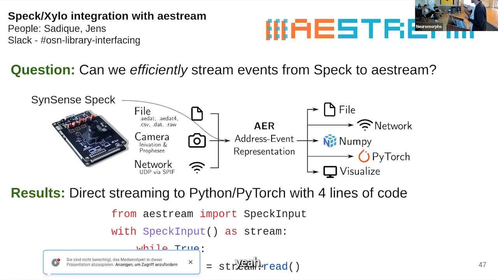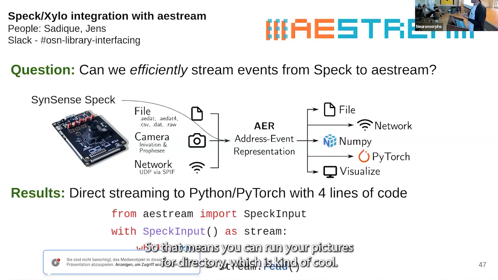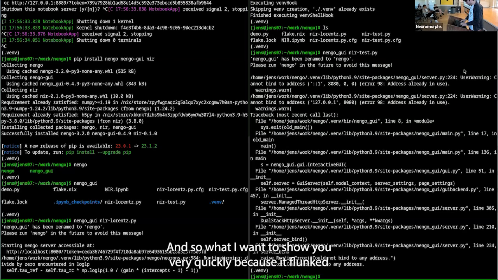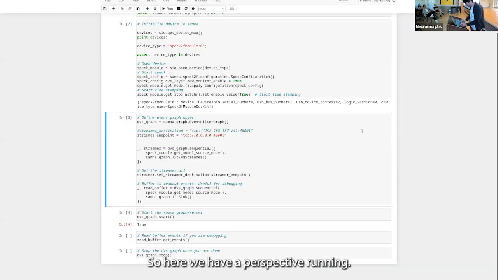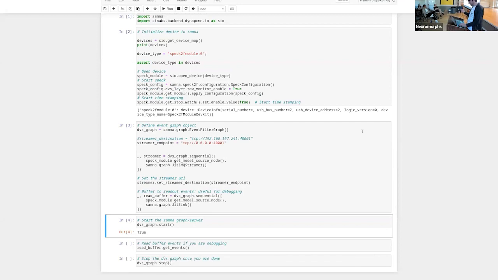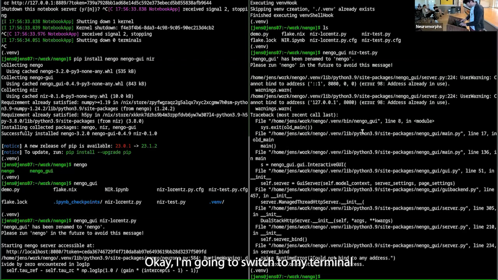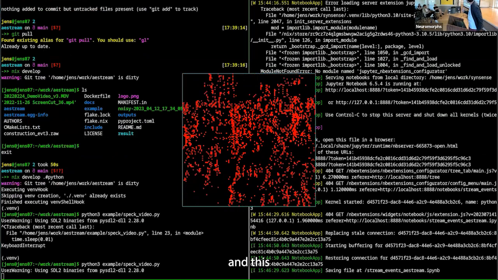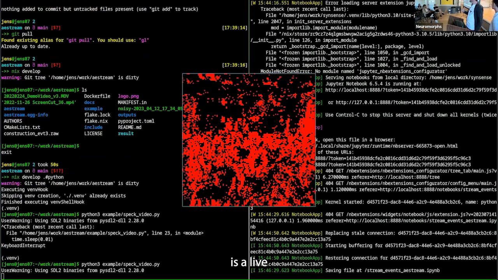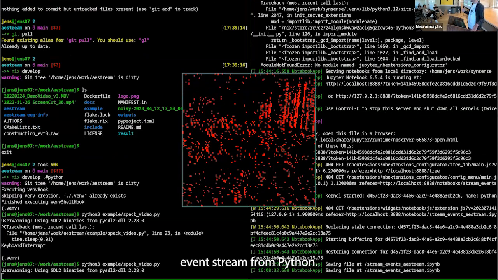And I know that Maxim and Marco, sorry, I was blanking there, work with this to stream events into PyTorch. That means you can run your PyTorch model directly, which is kind of cool. What I want to show you very quickly, because it flunked the other day, is that I can actually stream this now. Here we have a Speck chip running. I'm going to switch to my terminal. And this is a live Speck event stream from Python.